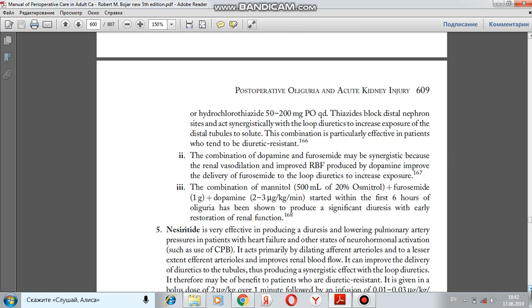The combination of dopamine and furosemide may be synergistic because the renal vasodilation and improved renal blood flow produced by dopamine improve the delivery of furosemide to the loop of Henle. The combination of mannitol 500 ml of 20% osmitrol plus furosemide plus dopamine started within the first 6 hours of oliguria has been shown to produce a significant diuresis with earlier restoration of renal function.